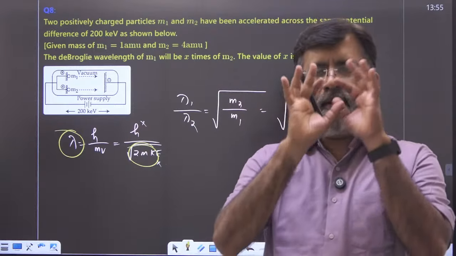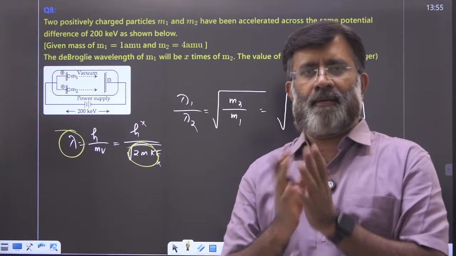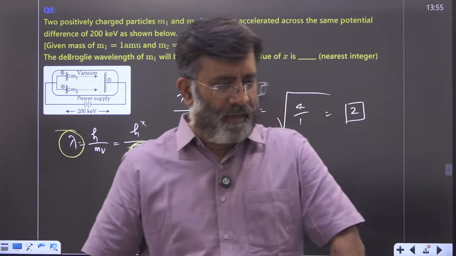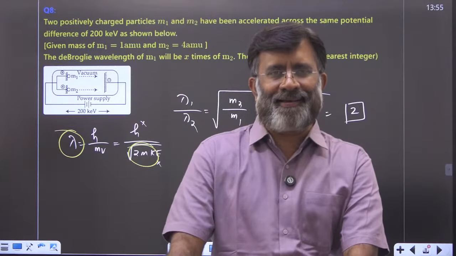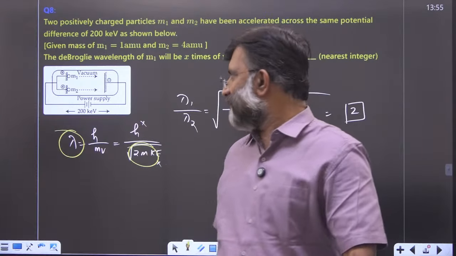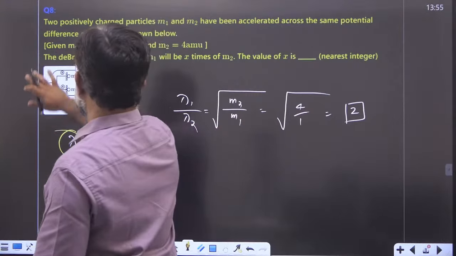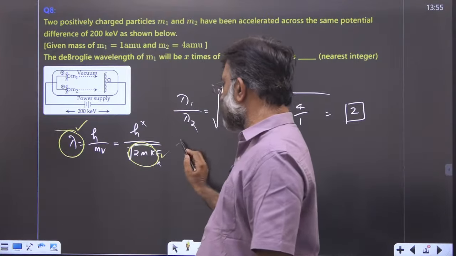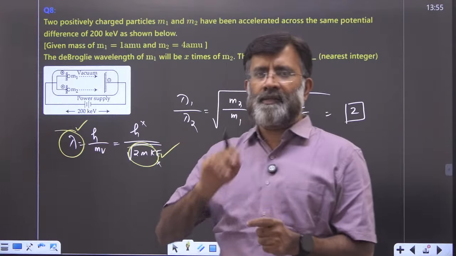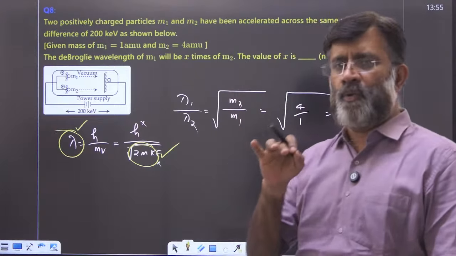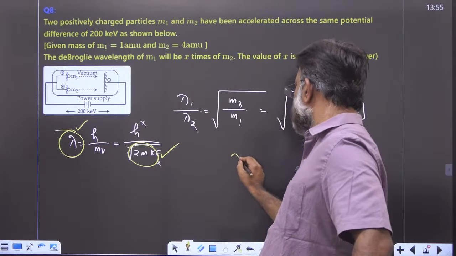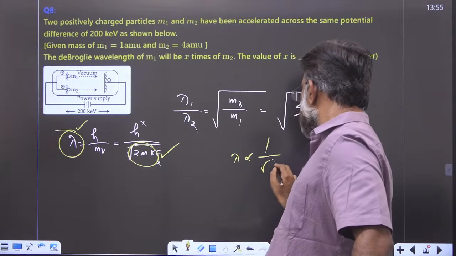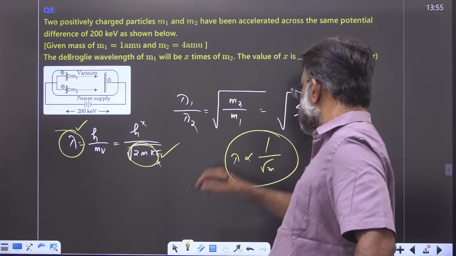When you see the diagram and all, it may create some confusion. There is absolutely no need for that, no point in that diagram. No need to worry about the way the question is presented. Actually, this relationship tells you the answer. Lambda is inversely related to the square root of mass. That's it.